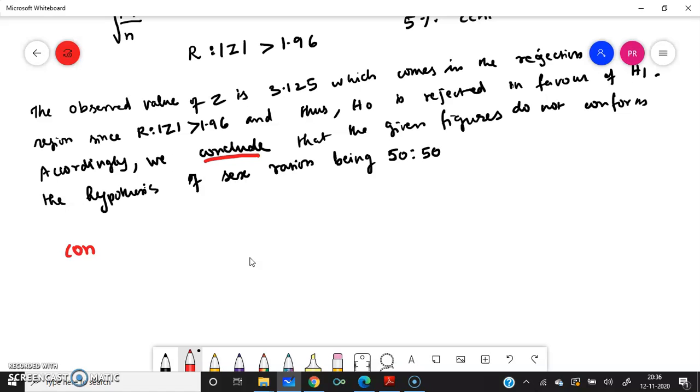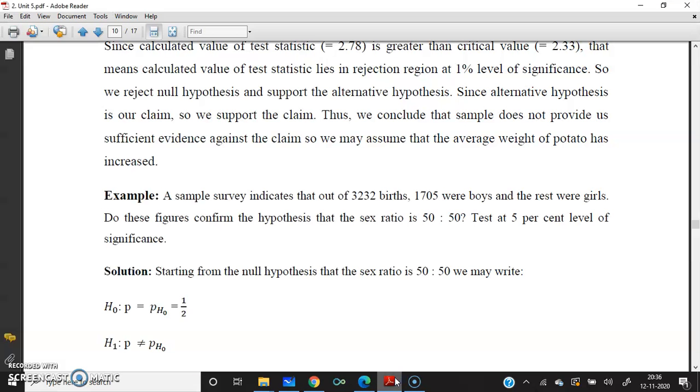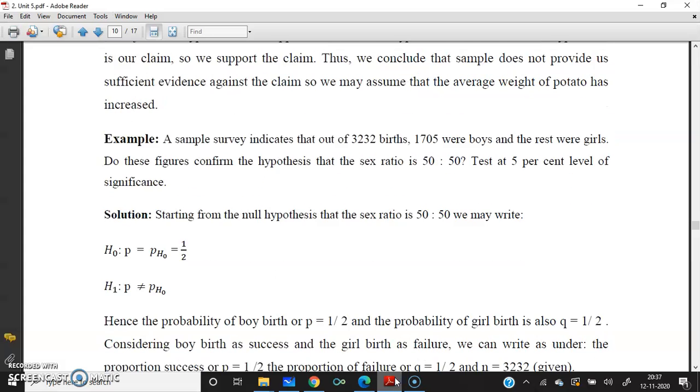Now we'll learn about the important concept of p-value. All this time we have talked about the level of significance, and now we are going to learn about the new thing, that is the p-value. Nowadays, if you use the computer to calculate the test statistic, you can see the p-value. Using the p-value, we can decide what decision we are going to take. So what is p-value? We'll see.